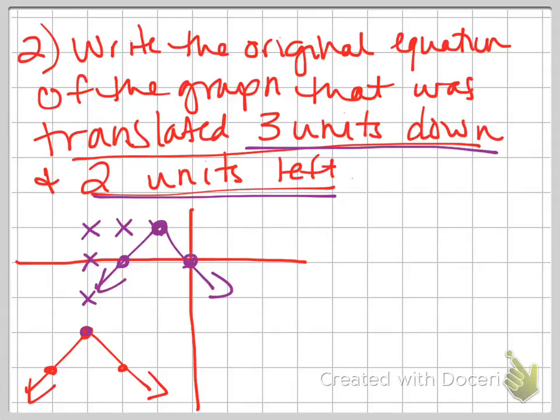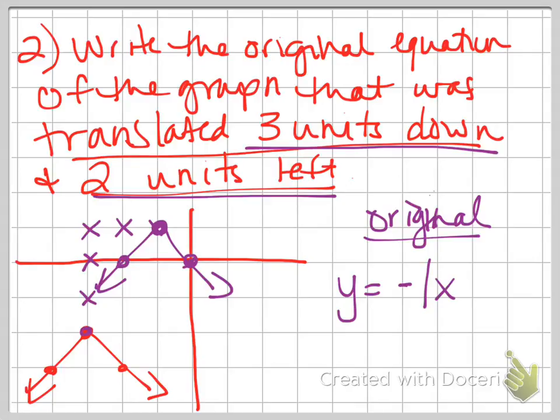Okay, so now I need to write the original equation. It could help if I could spell. So I'm going to have y equals, and I am going to have the negative absolute value because it is facing down. Okay, so it's opening down. And so now I have to do x, and I know I'm going to add because I had to move left, and it's just going to be 1 because I had to move left 1 from the origin.